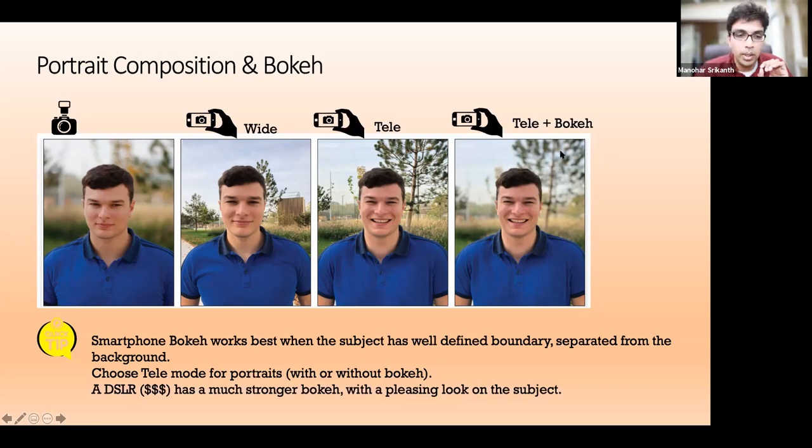But the key thing to keep in mind is that this kind of feature works well if you have a well-defined boundary. Like this guy has hair which sits on his head. There is nothing standing out, poking out. So if you have a scenario like that, that works well. And if you do not have something like that, I'll show an example, it fails. So if you plan to use it on your LinkedIn or some sort of portfolio picture, you have to keep in mind the limitations of that feature.